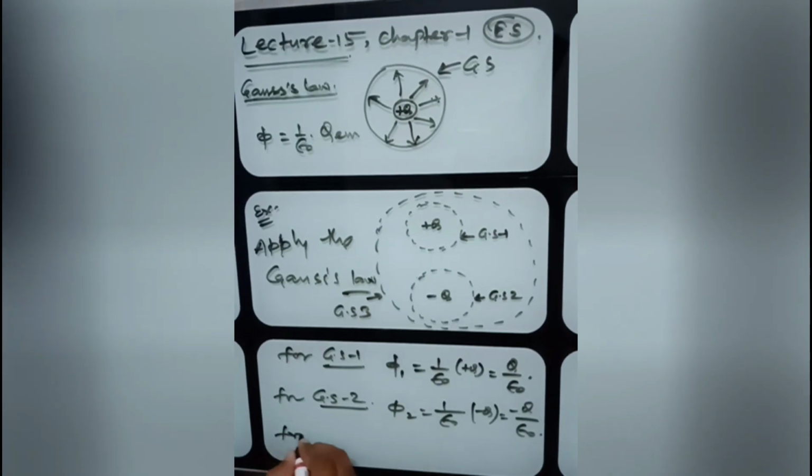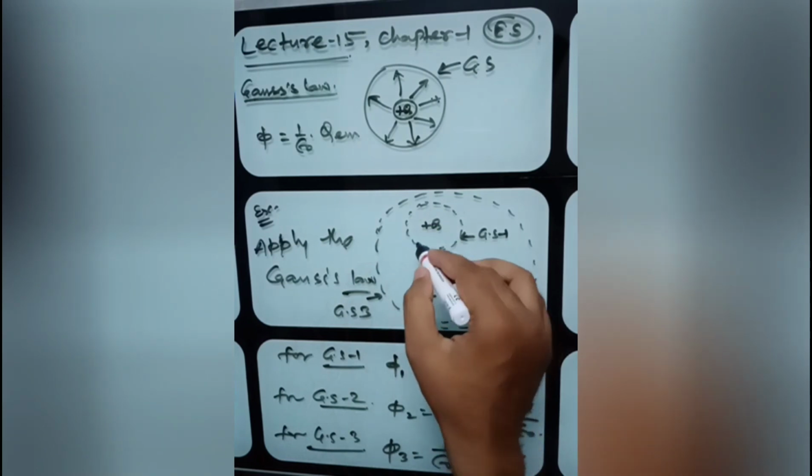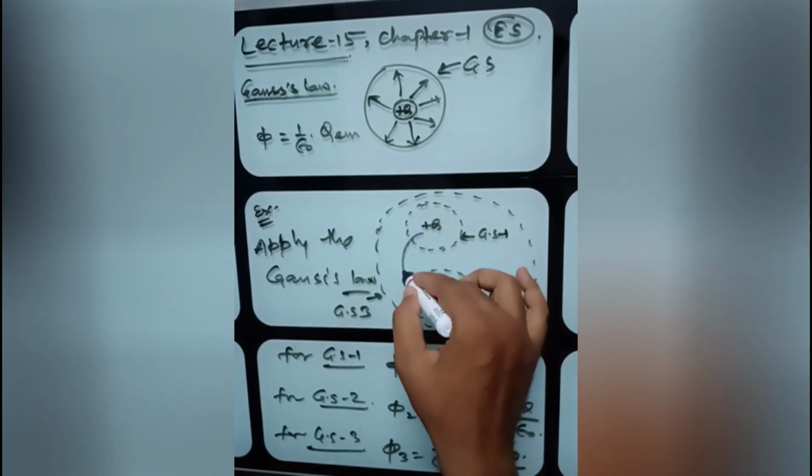For Gaussian surface 3, the flux will be 1 by epsilon naught times the net charge. How much is it? 0. So the flux will be 0. So for this Gaussian surface, the total field lines leave by this positive charge.